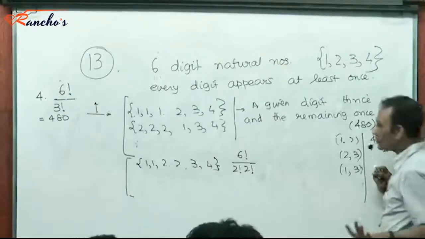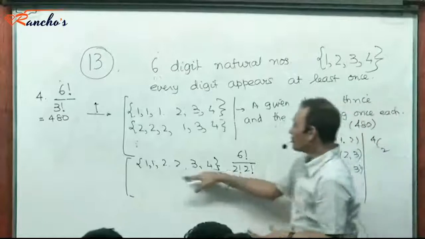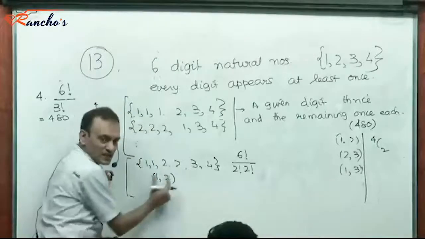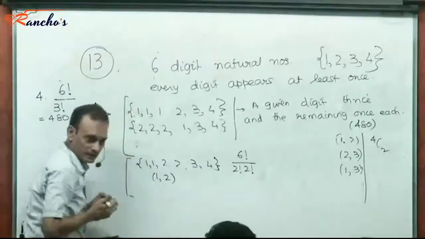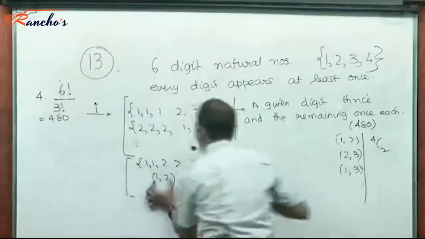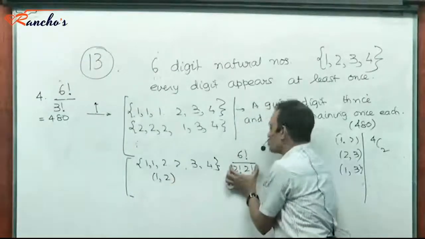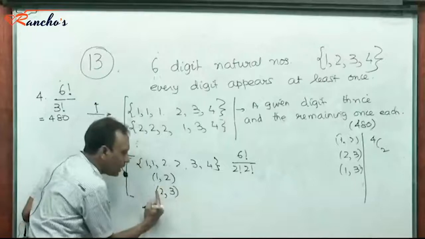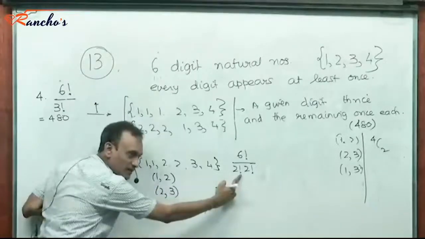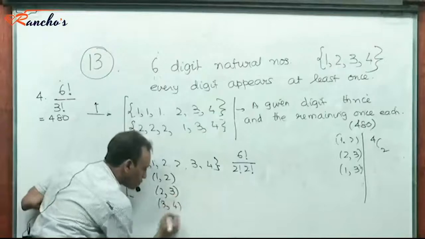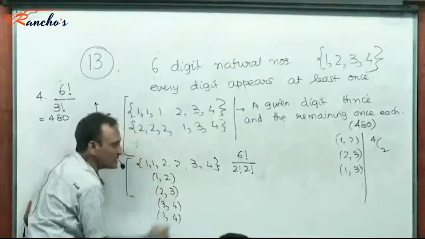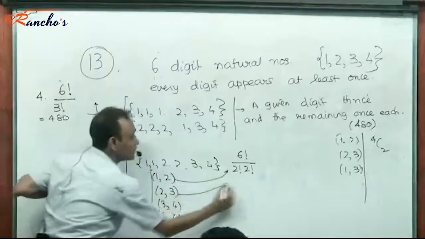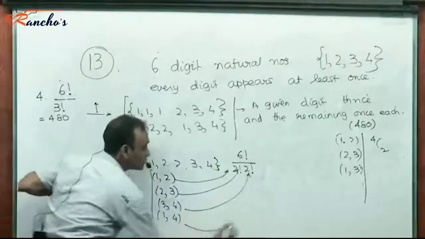I'll repeat now. I'm saying for any one of these cases, this is a case where 1, 2 has been selected to repeat. If 1 and 2 are repeating twice each, the number of numbers you could create would be this much. If 2, 3 are selected to repeat twice each, then again these many. If 3, 4 or 1, 4 are selected to repeat twice each, then again these many cases. That means for each one of them, we'll have these many numbers created.